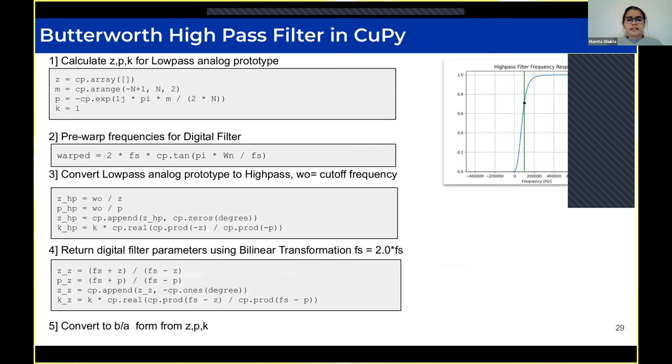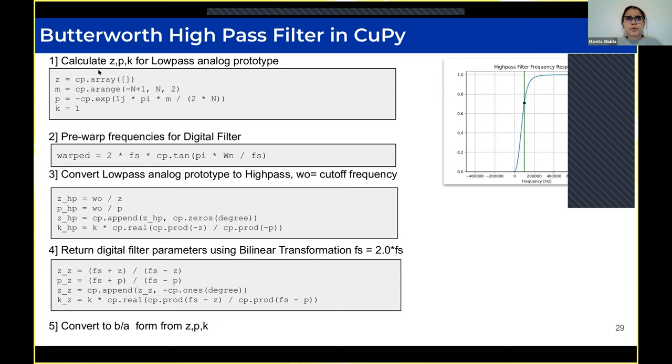And for this, the algorithm is pretty much similar to SciPy and MATLAB, the standard signal processing algorithm. So to implement any digital filter, first you have to prepare an analog prototype of it, and then convert that analog filter. Most of the time you first create a low pass filter, and then you move it to a high pass or band pass filter, and then you can convert this analog filter to the digital filter. So here, first we define zeros, poles, and gain of a filter.